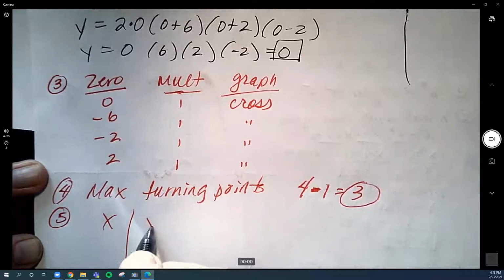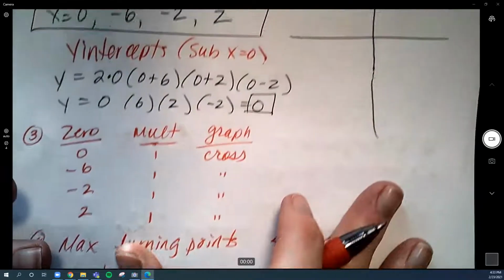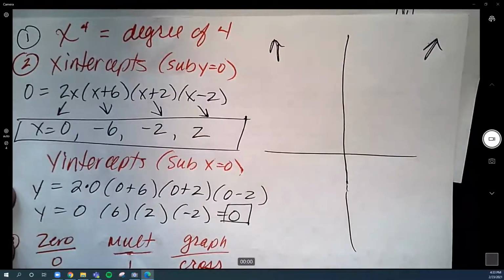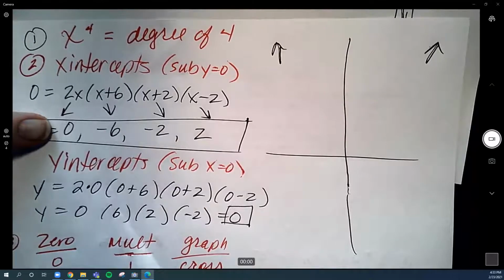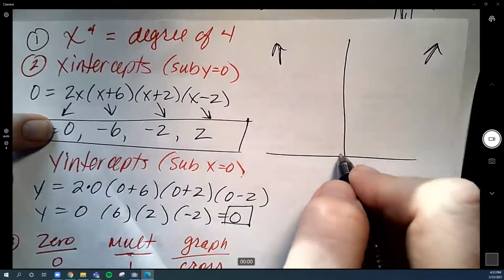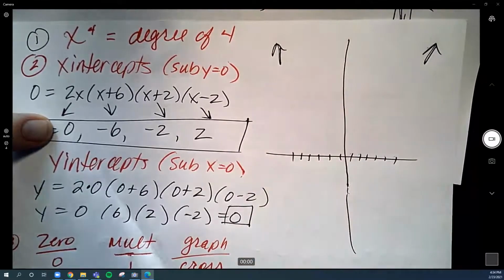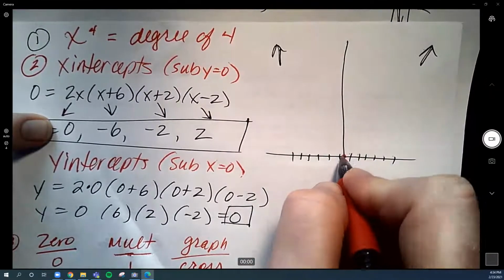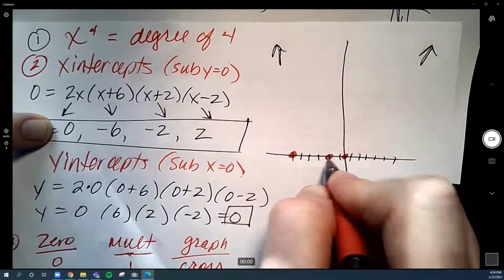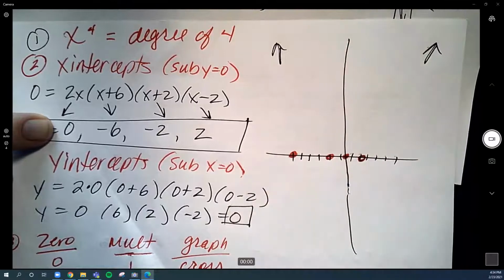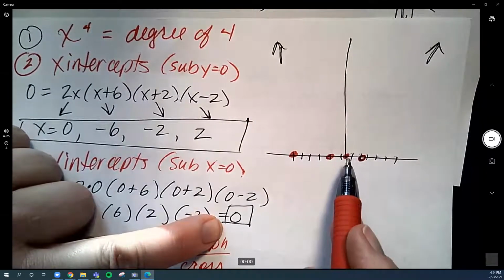Our last step is to find a few extra points in a table necessary in order to make the graph. So let's list what we have. We know that the x-intercepts are going to have the following points. So we're going to have zeros at 0, -6, -2, and 2. We'll also have a y-intercept at 0, well, that's already located here at the origin.